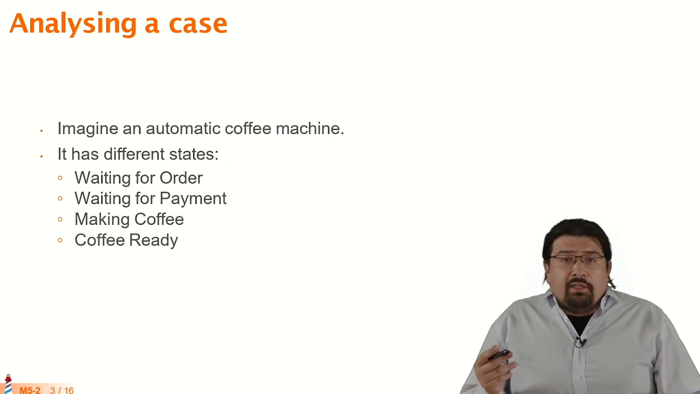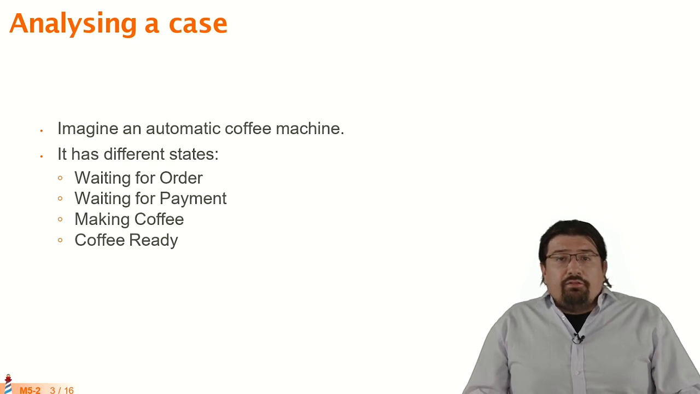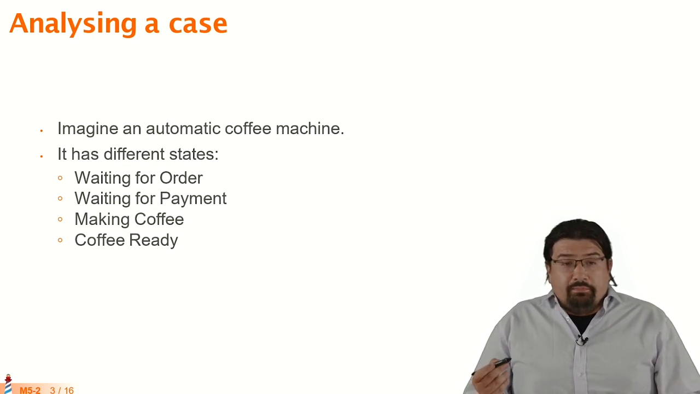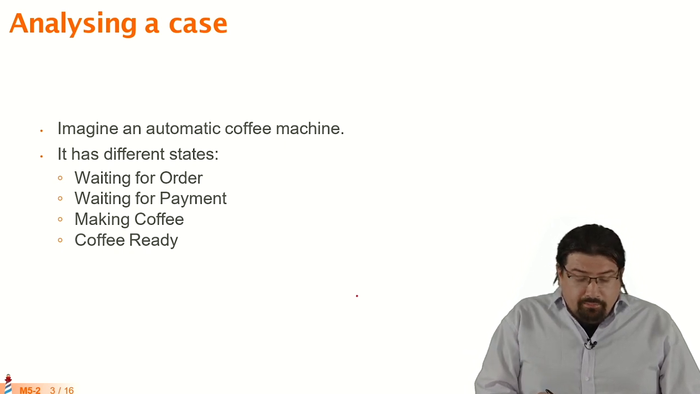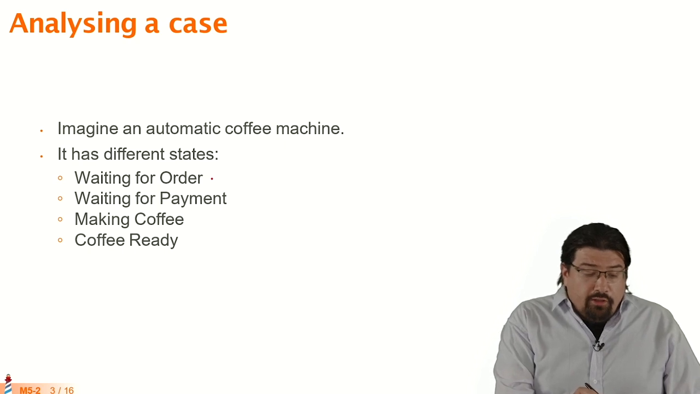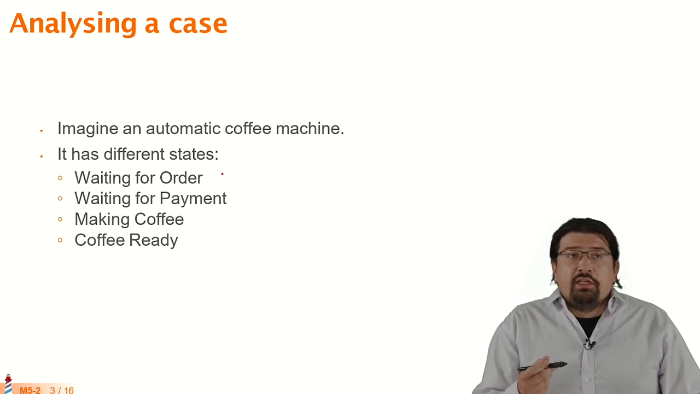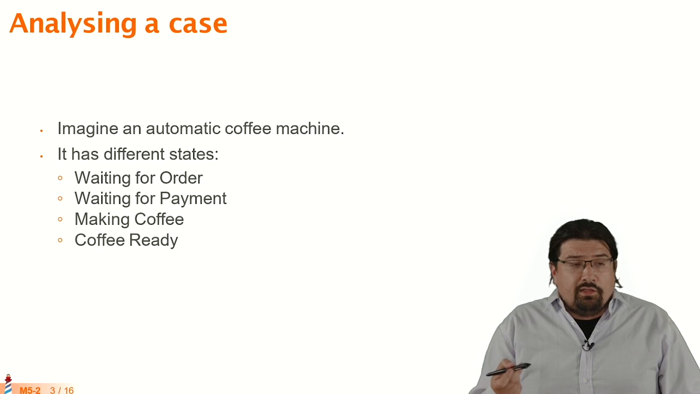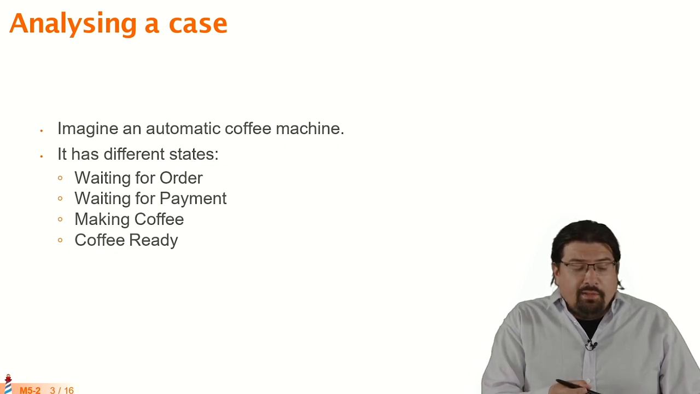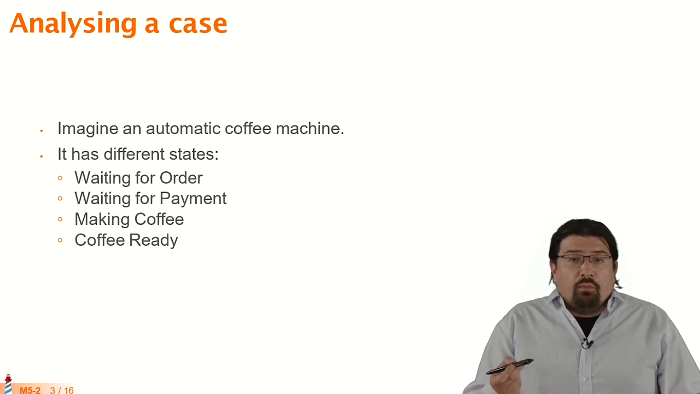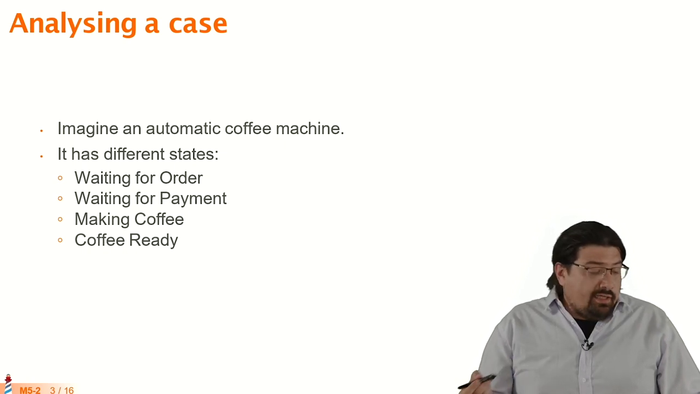In our example, we are going to have an automatic coffee machine. The idea of this machine is that it will produce a coffee for us once we pay for it. So the machine will pass into different states. We'll start waiting for an order. Then once we select the beverage that we want, we'll wait for our payment, we'll make the coffee, and once it's ready, it will be taken by the user.